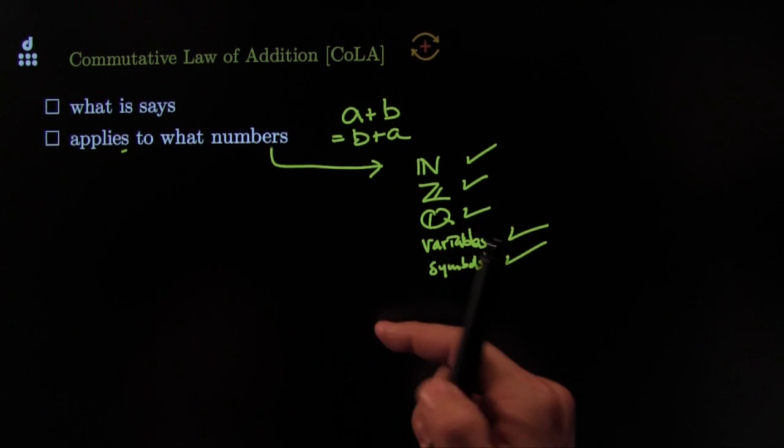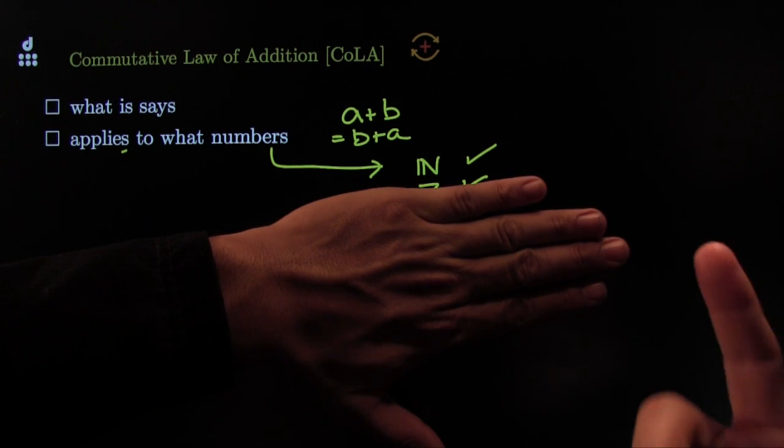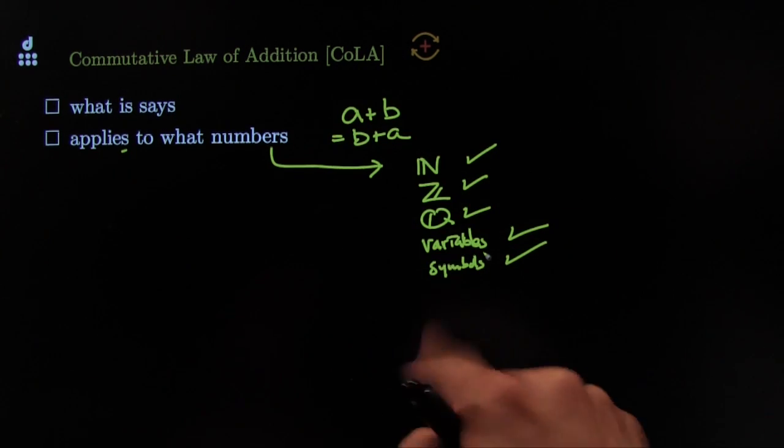That's different than the times table. The times table only applied to natural numbers. Same thing for the addition table. It only applied to natural numbers. These ones, they apply to all of our symbols. Okay?